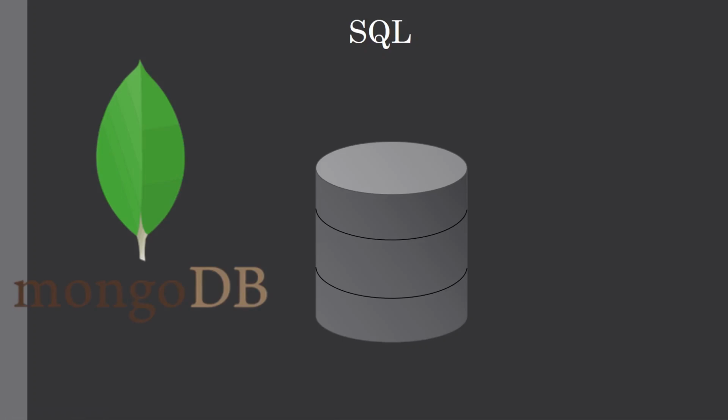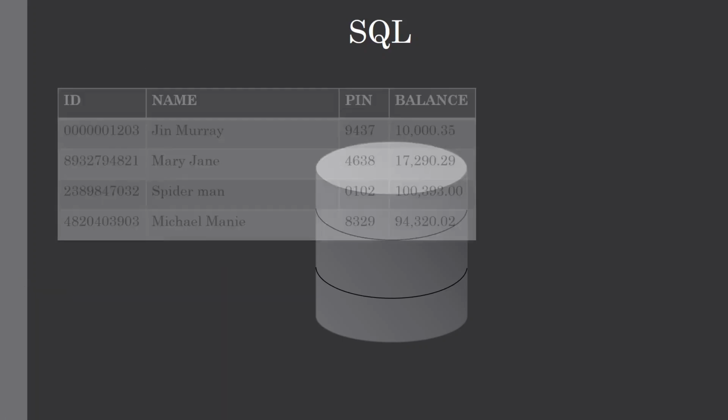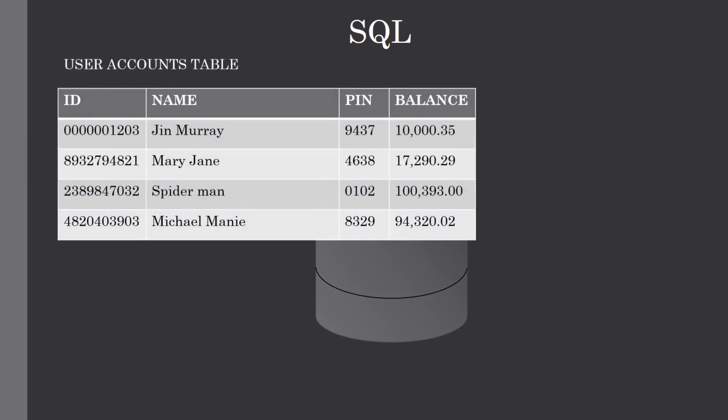So anyways, SQL databases. A basic table in an SQL database looks like this. As you can see, it has ID, name, PIN, and balance. We're just looking at it from a bank perspective here, and probably this is the user account table. The ID can be the account number. It can be ordered or unordered, just like account numbers. We have the names, Jim Murray, Mary Jane, Spider-Man, and the rest. We have their pins and their balance.